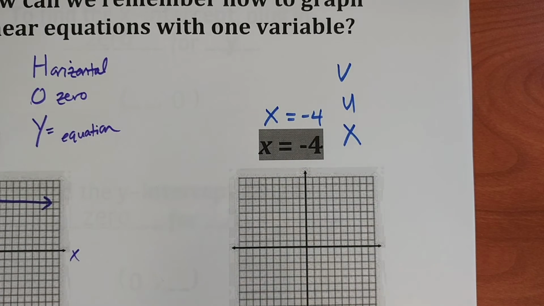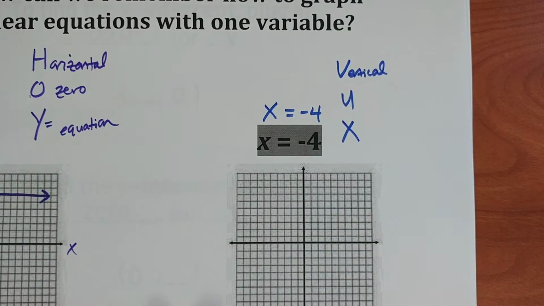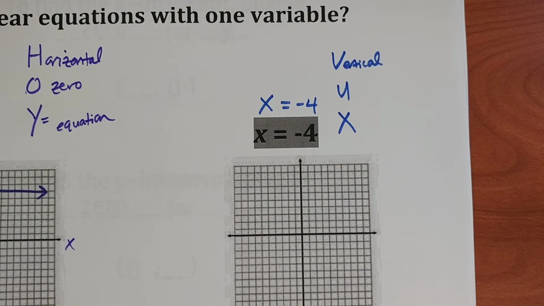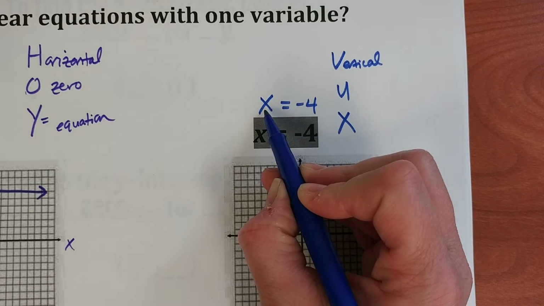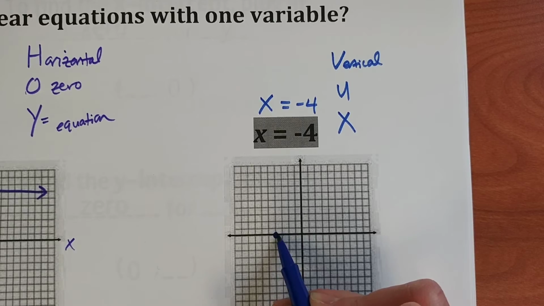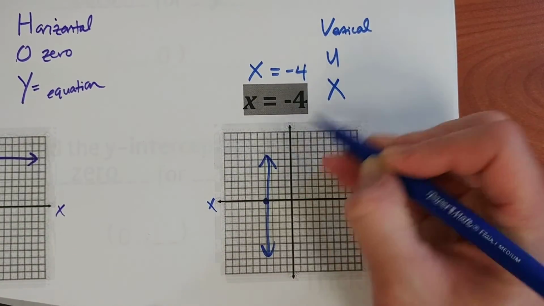Now, VUX, you might be guessing what the V stands for, and you're right, it's vertical. So if I have an x equals equation, I know I'm going to have a vertical line. It's only going to touch the x-axis at -4. So I go to this x-axis at -4, make a point, and it can only cut through the x-axis. So it would have to be vertical.